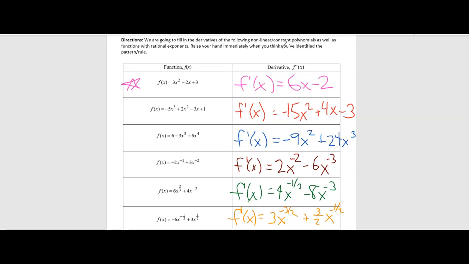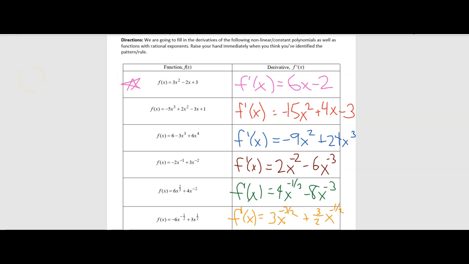So if you haven't already, take some time to think and see if you can identify this pattern. There is one pattern that we could use to figure out all of these functions, and then we will discuss it down below. Okay, so let's take a look at this rule. Well, actually, we can just discuss it before we write it down.